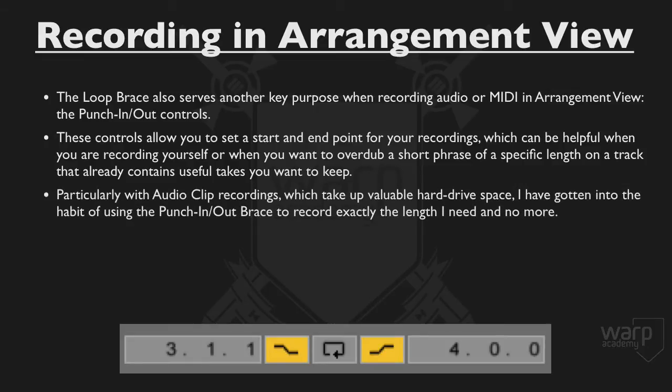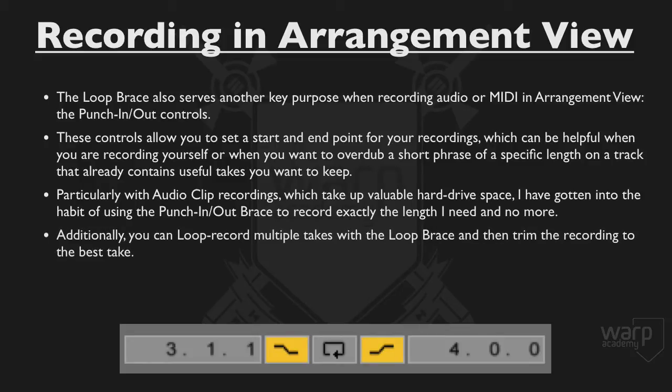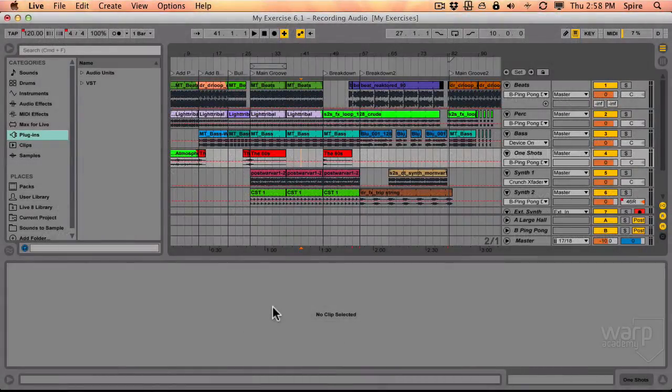Particularly with audio clip recordings, which take up valuable hard drive space, I have gotten into the habit of using the punch in and out brace to record exactly the length I need and no more. Additionally, you can loop record multiple takes with the loop brace and then trim the recording to the best take. Using these controls could not be easier.